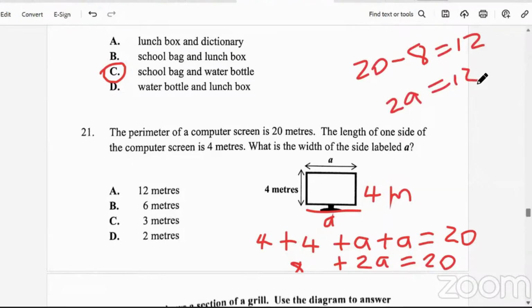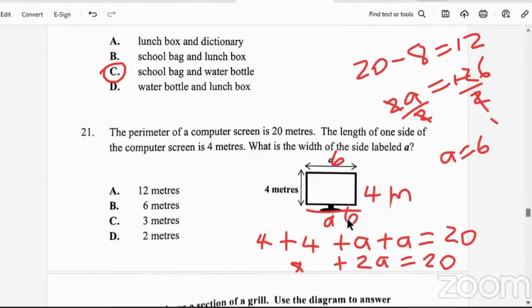Again, to get the A, to find out what one A is, we're going to be dividing 2A by 2, dividing both sides by 2. That cancels out the 2's here, and then this gives us 6. So A equals 6. So this side is 6. This side is also 6.